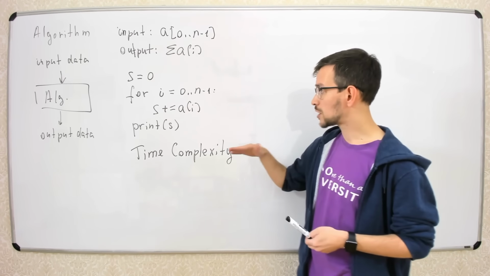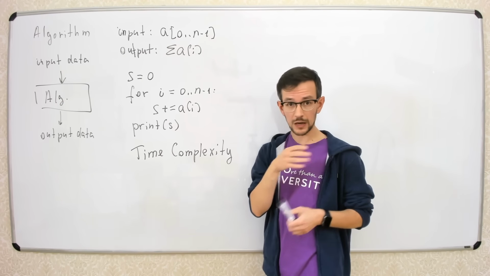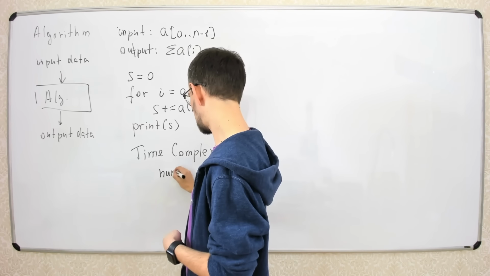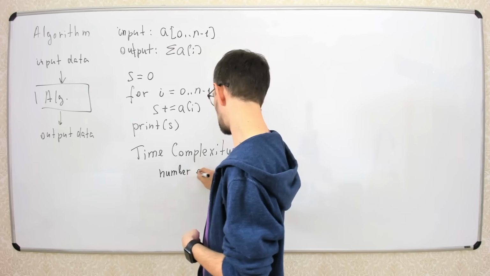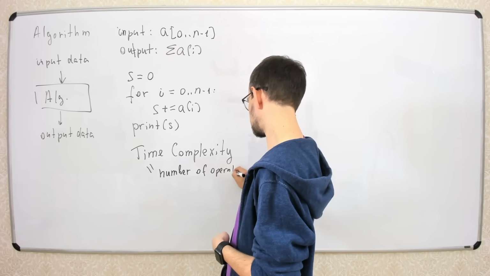So it is difficult to measure time complexity for a real processor. So instead of measuring time complexity in seconds for a real processor, we will measure the number of operations. Time complexity is the number of equal operations.